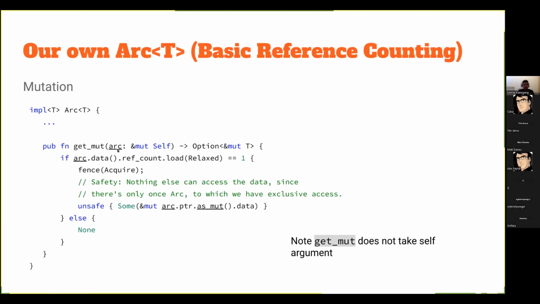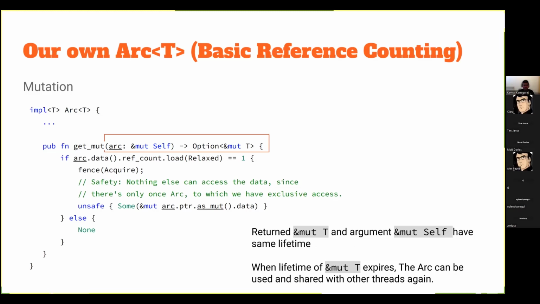So it takes an argument which is an exclusive reference of Arc itself. Before giving out the exclusive access, we make sure this is the only Arc clone out there, so that this will have exclusive access to the underlying type T also. We do this check by the reference count, right? If the reference count is not 1, then there is no point in giving the exclusive reference. So we just return None in that case.